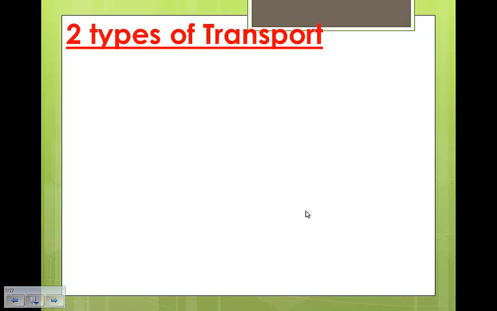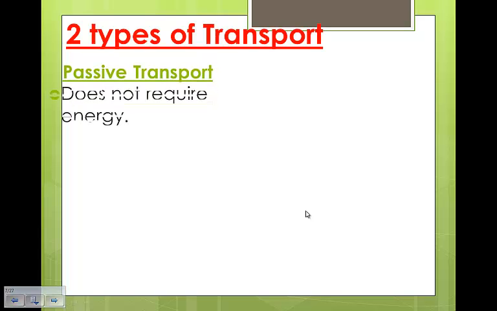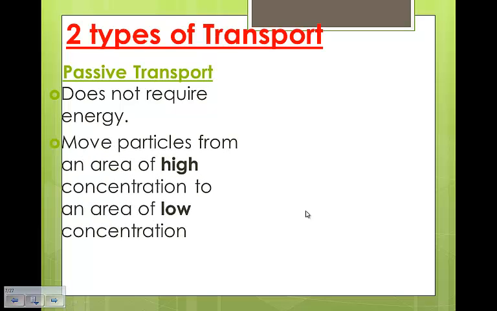Okay, let's look at the types of transport. There's two types. You have passive transport. It doesn't require energy. That makes sense. Think if someone described you as being really passive, or like I have two different kind of dogs. One's passive, one is active. So the passive one doesn't use a whole lot of energy. Passive transport moves particles from an area of high concentration to low concentration. So it naturally is going to want to move that way.